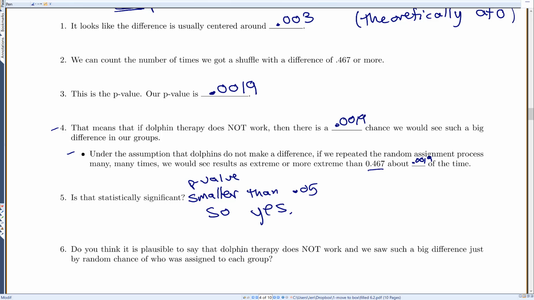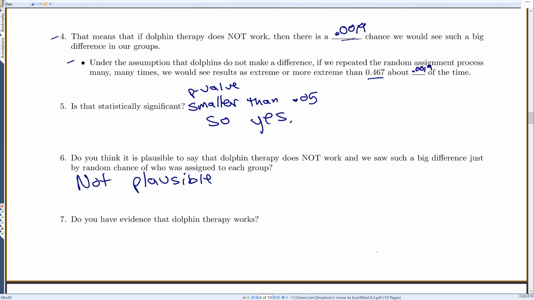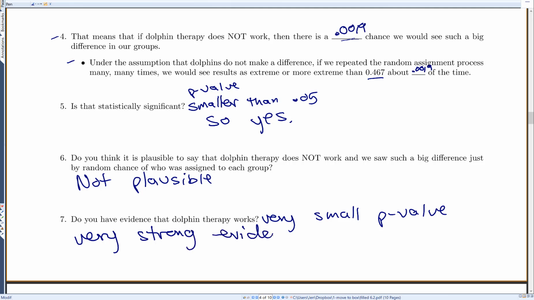So if I ask you, do you think it's plausible that dolphin therapy does not work and we saw such a big difference just by random chance of who was assigned to each group? Well, I mean, it's theoretically possible. It might happen like 0.1% of the time or 0.2% of the time, but it is definitely not plausible. So it is not plausible that dolphin therapy doesn't work, and we just saw this because of who we put in each group. So do you have evidence that dolphin therapy works? Well, 0.01, that's a very small p-value. Okay, and so I would say that we have very strong evidence that dolphin therapy works.